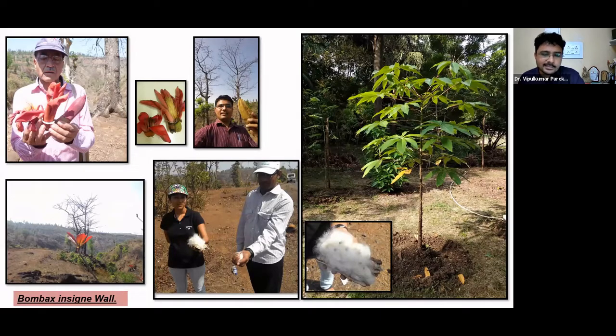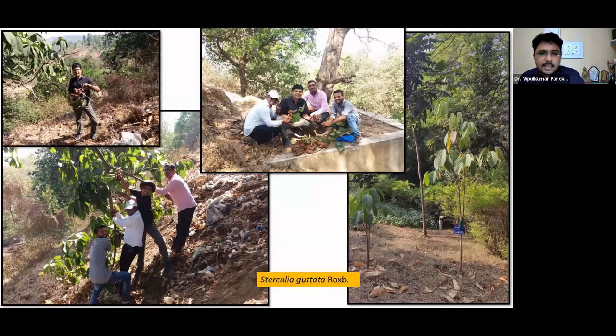This is Bombax insigne, and there are only 2 such trees located in the Kaprada forest in the Dang. So we organized a systematic collection, and we collected the floss from these 2 trees, and we planted the trees in our biodiversity center. In the same way, Sterculia guttata also has very few, only 1 tree was located in the Dang forest, from which we collected a number of seeds.